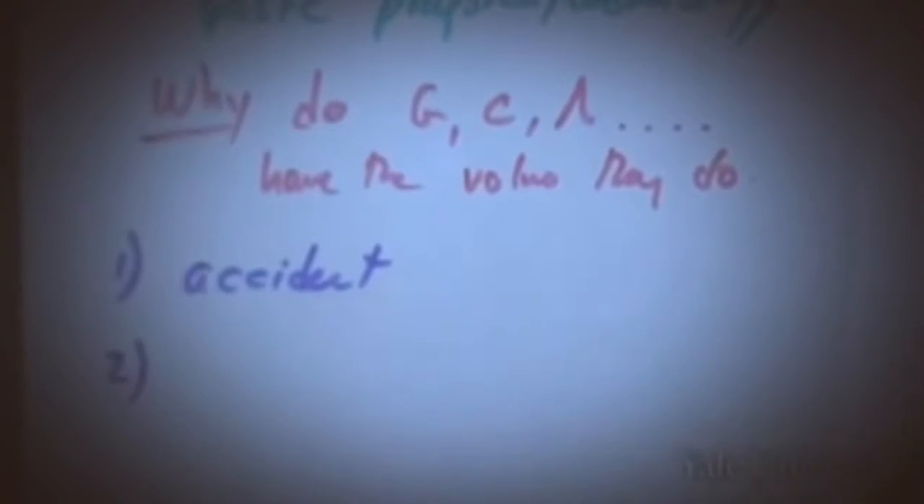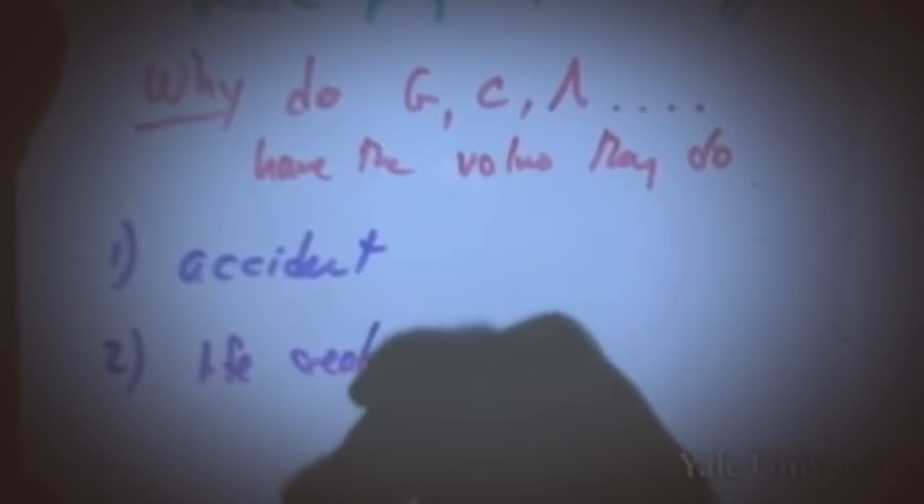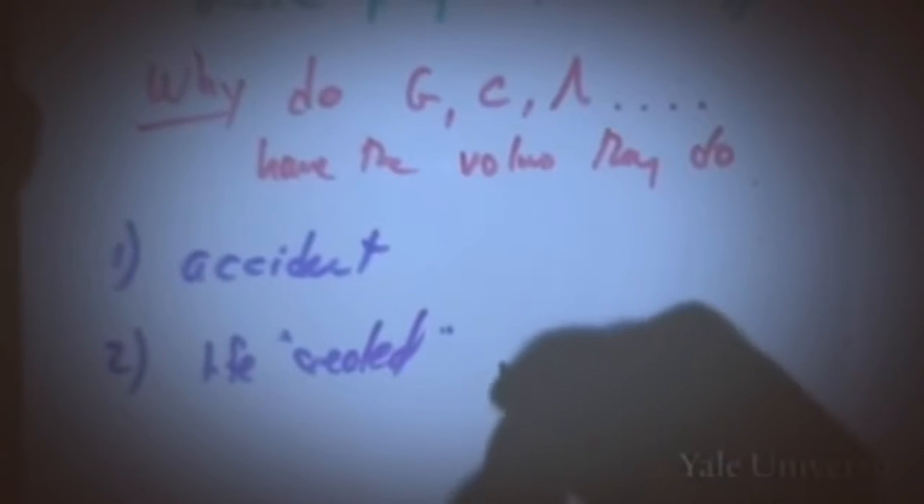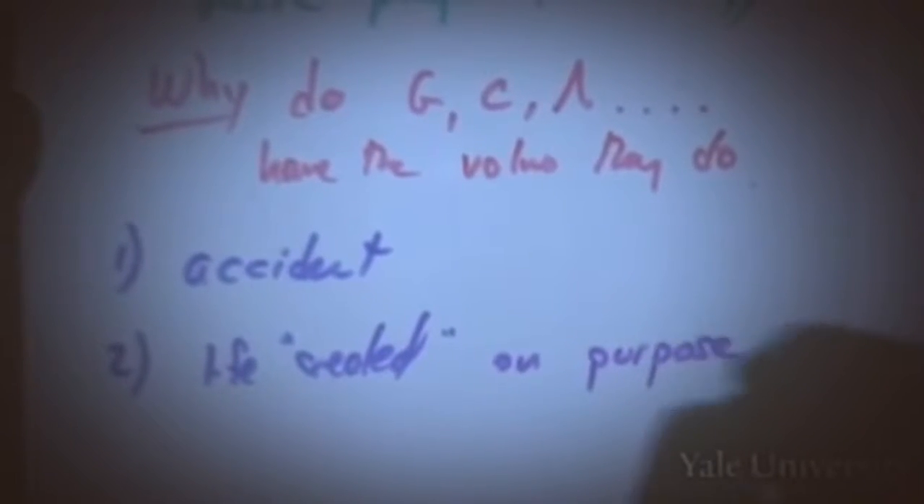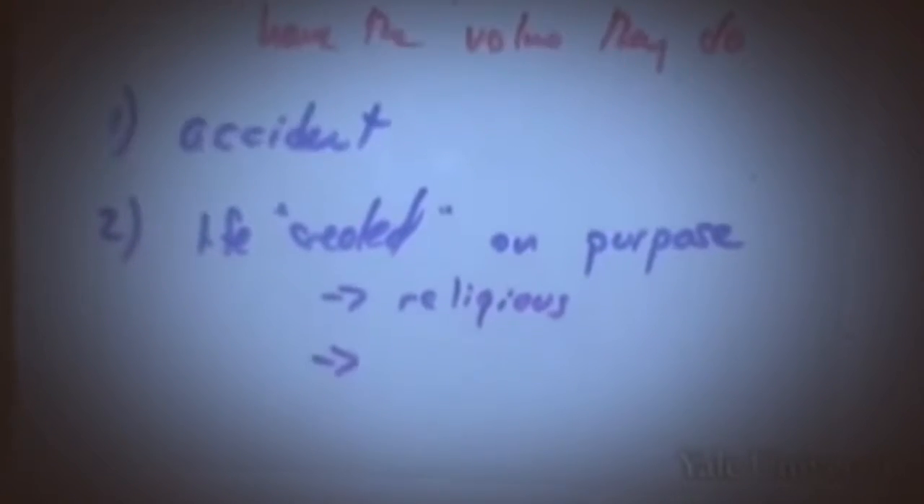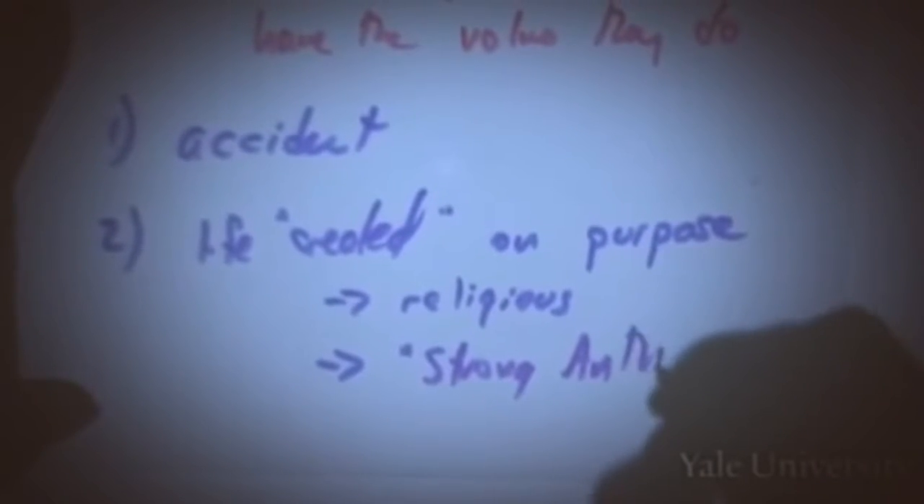Another sort of the opposite of this is to say it happened on purpose. Life was created, if you want to use that term, or the constants of nature that allow life to exist were created on purpose. And there's an obvious religious subcategory here, where you say that there is a creator, a god of some kind who did this on purpose. So this leads to various kinds of religious explanations, but in more general terms, and it doesn't have to be religious, this is what's called the strong anthropic principle.